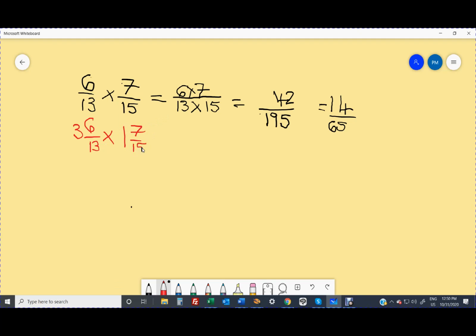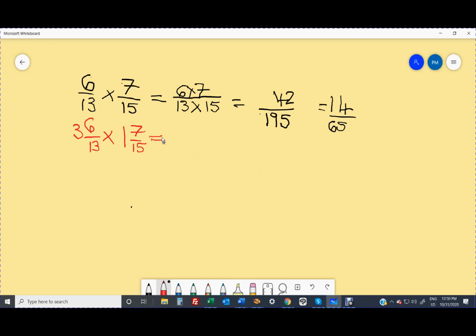So to make it look worse, we took the top fraction 6/13 and we put a 3 in front of it, and we took the right hand fraction 7/15, put a 1 in front of it. Now we've got to work out what that means. This is where it gets fun. Okay, so what are we going to do? Well, the first thing we have to do, again, it's a method.